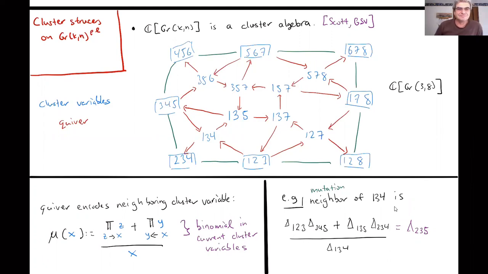Yes. Okay. So this mutation looks like it produces a rational function in Plücker coordinates, but the kind of miracle is that actually it's a polynomial in Plücker coordinates. It equals delta 235. And you can check this by just clearing denominators and seeing that you have a Plücker relation in this case.